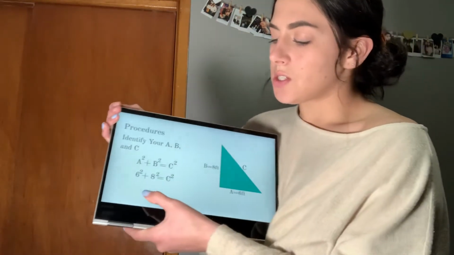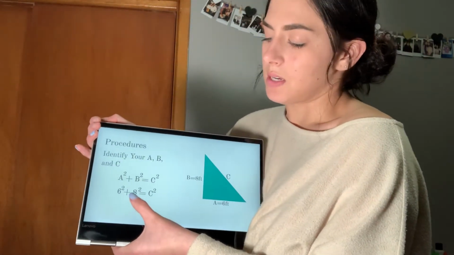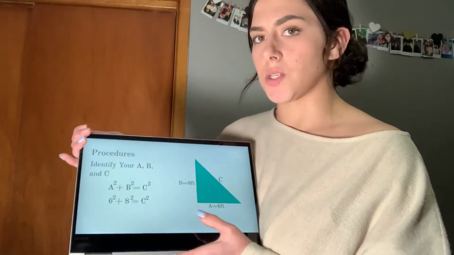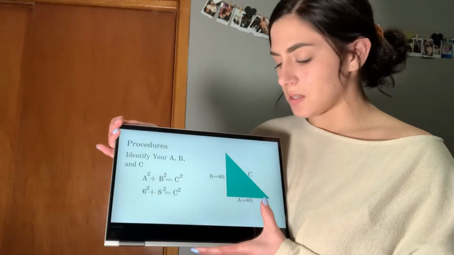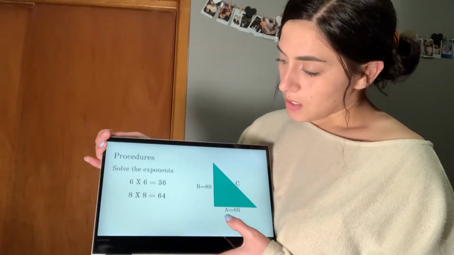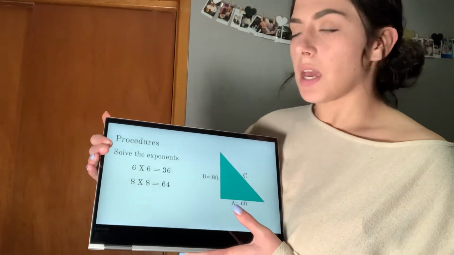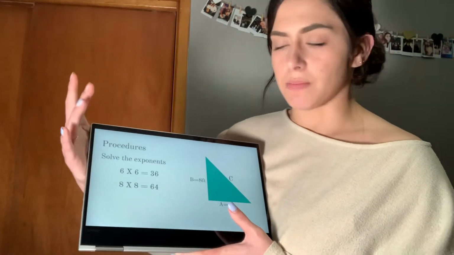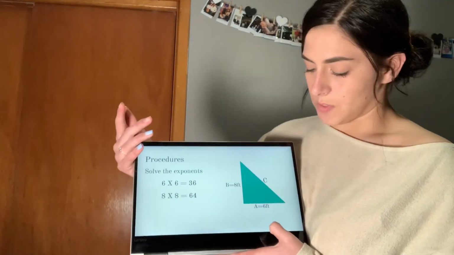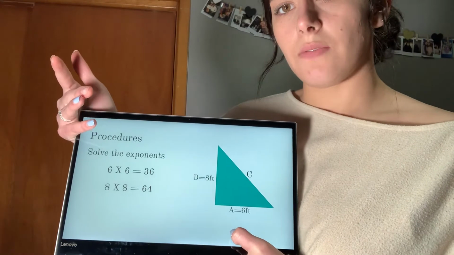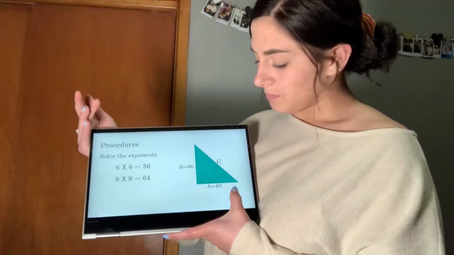So the example says B is 8 feet, and A is 6 feet, and C is obviously missing. So I would start by plugging in A as 6 squared, B as 8 squared, and then C is still C squared, since we don't know what it is. Then we would move on, and you see it says solve the exponents. So the 6 squared becomes 36, and the 8 squared becomes 64. You still have the example shown right there about B being 8 feet and A being 6 feet.